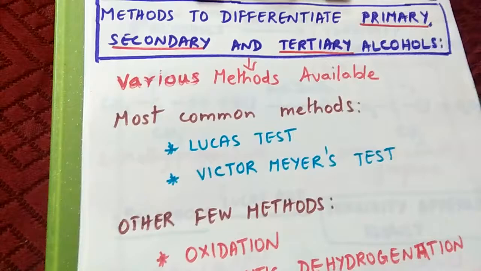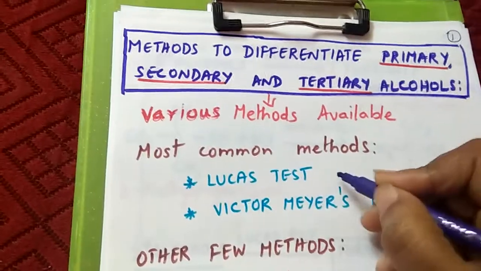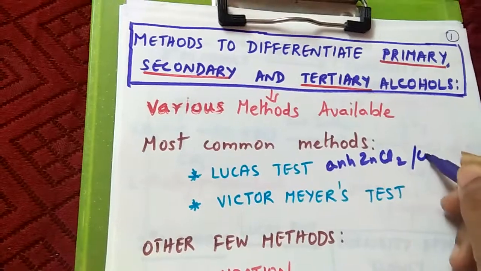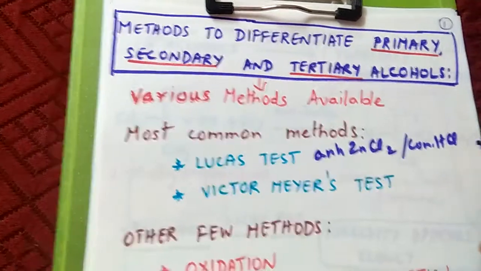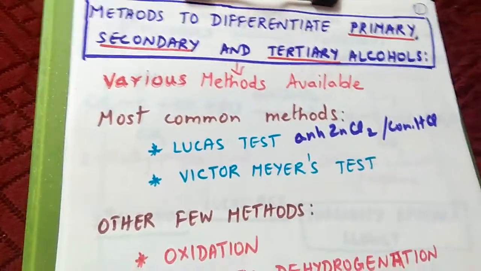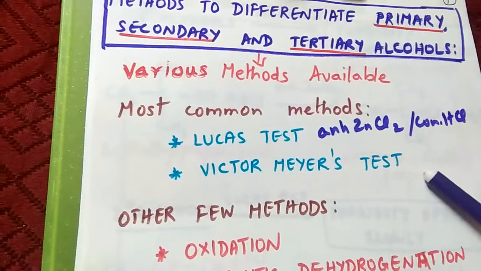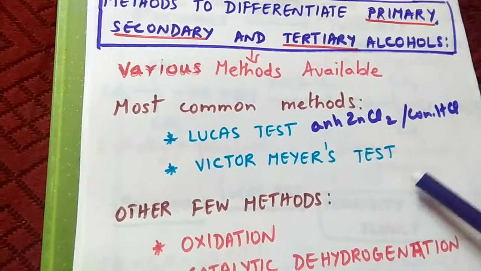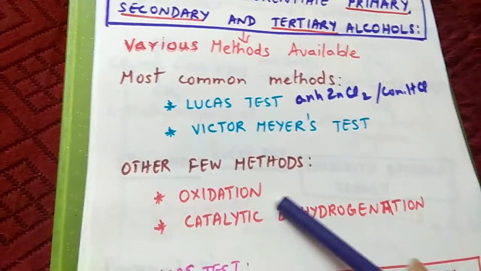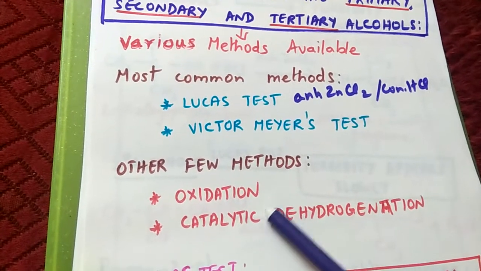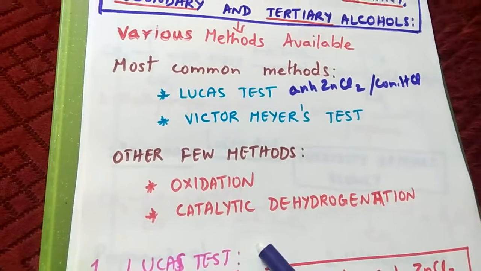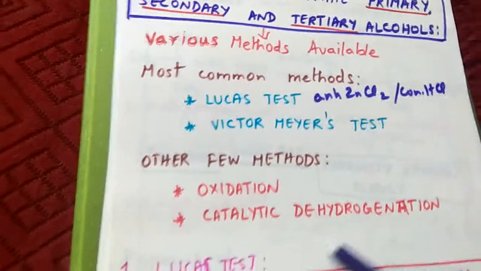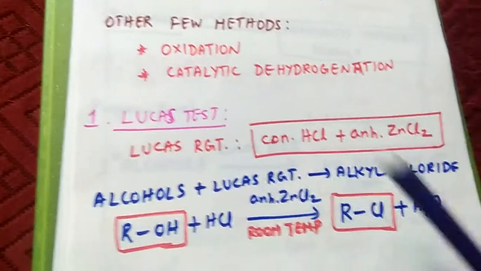Lucas test makes use of the reagent anhydrous zinc chloride in the presence of concentrated hydrochloric acid. Victor Meyer's test uses a series of reagents to distinguish between primary, secondary and tertiary alcohol. The other methods to distinguish are oxidation and catalytic dehydrogenation. Let us see these methods one after the other. So the first one is Lucas test.